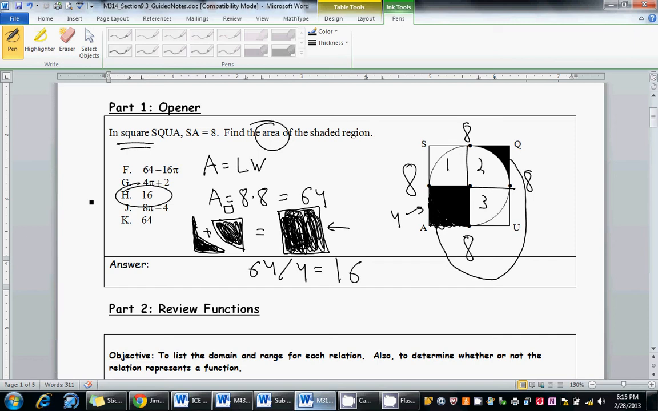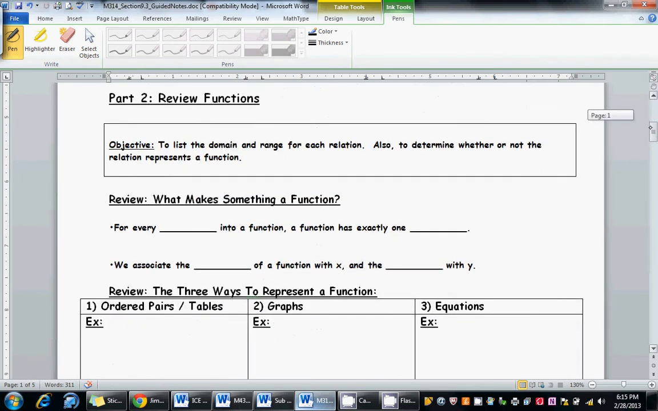Alright, cool. So, quick opener there, a couple of geometry things going on. Alright. Now, before we get into domain and range, let's take a quick sec and review what we already know about functions. Okay? So, what makes something a function?